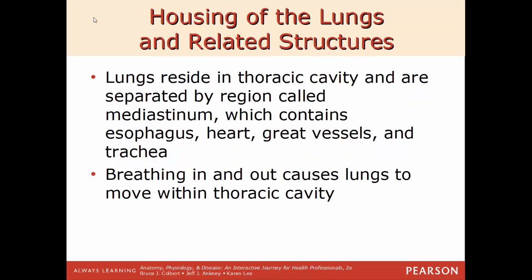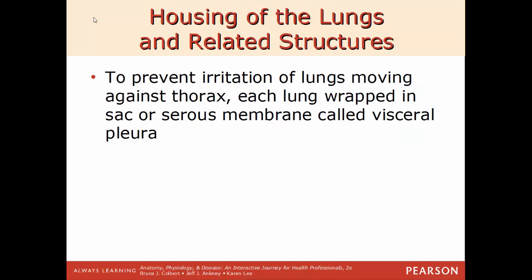Alright, now we'll move on to the housing of the lungs and its related structures. Now, the lungs are found in the thoracic cavity and are separated by a region called the mediastinum, which contains the esophagus, the heart, the great vessels, and the trachea. Now, breathing in and out causes the lungs to move within the thoracic cavity. To prevent irritation of the lungs moving against the thorax, each lung is wrapped in a sac or a serous membrane called a visceral pleura.